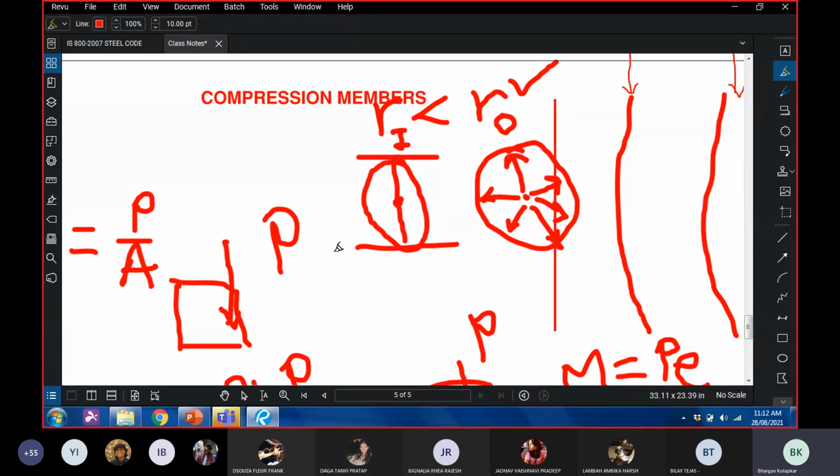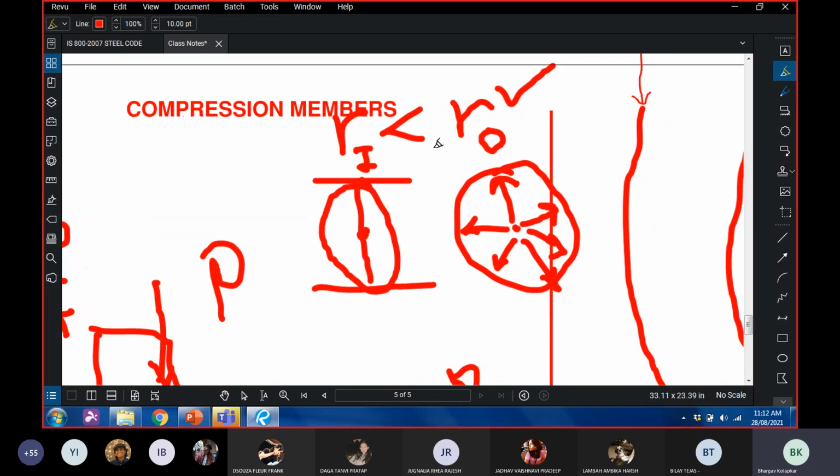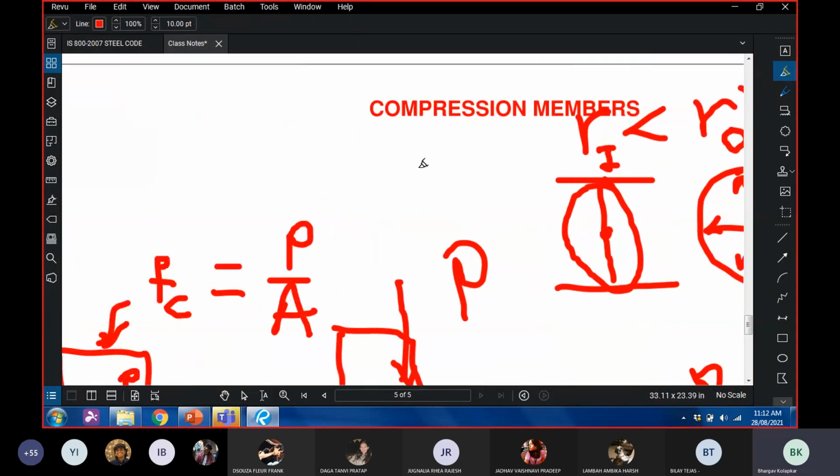And that is the reason why, irrespective of which type of section we are using, we at least make sure that the area is spread out as much as possible. For example, if you use a section like this, a solid circular section, one thing that can be guaranteed is it is not a very efficient section.